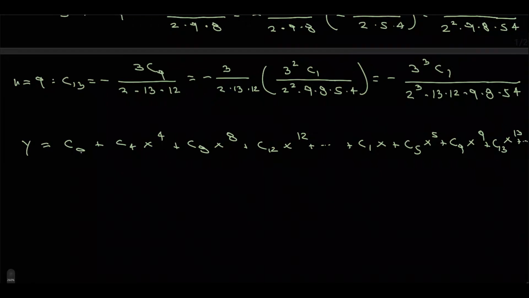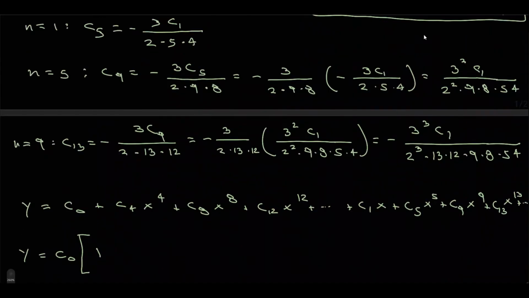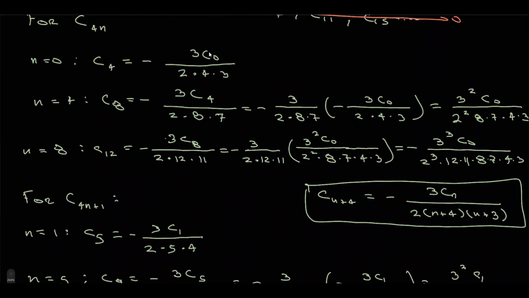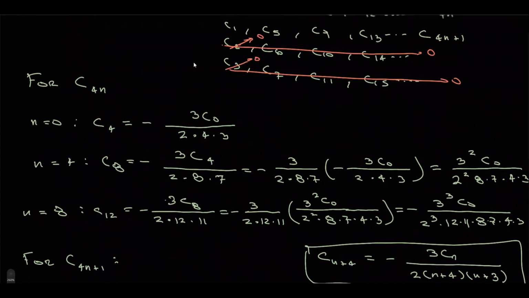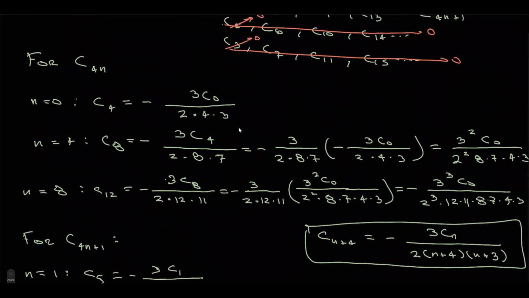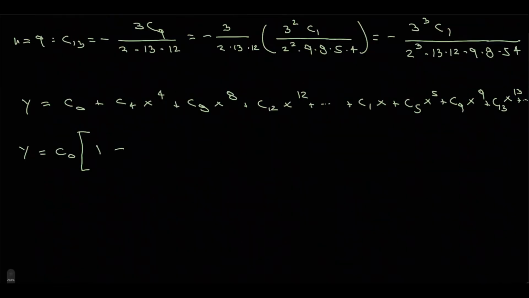Okay, so I'm going to group the ones with c sub 0 and the ones with c sub 1. So I'm going to factor c sub 0: y equals c sub 0 times, okay, so that's a 1. And then let's just bring down the coefficient of c sub 4. So c sub 4 is negative 3 c sub 0 over 2 times 4 times 3. Okay, so minus 3 over 2 times 4 times 3. Notice I'm not going to write c sub 0 because I'm factoring it out. That's x to the 4, plus c sub 8.